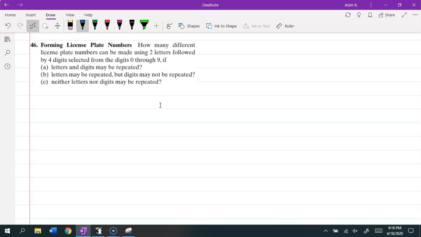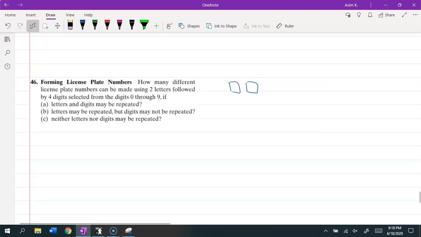The last question that we have today says, how many different license plate numbers can be made using 2 letters followed by 4 digits? All right, so there's 2 letters. Let's clear this. This needs to be a letter. This right here needs to be a letter. It says followed by 4 digits. So now we're talking about 4 digits. Each one of these needs to be a digit. So like that.